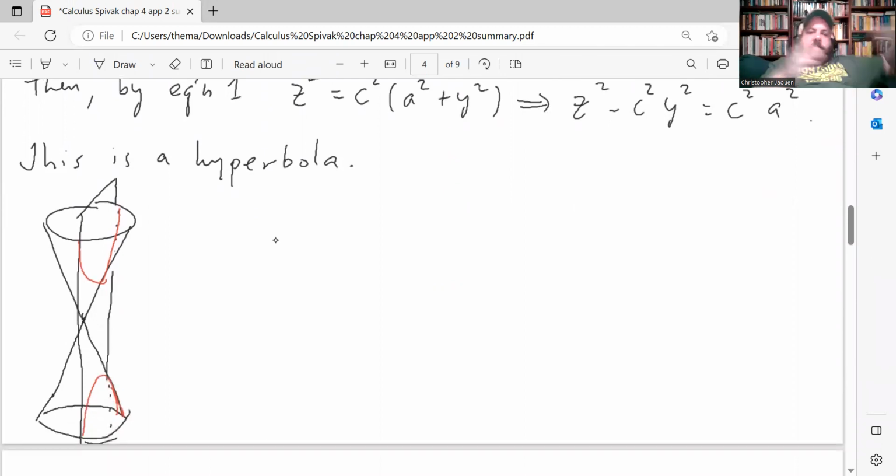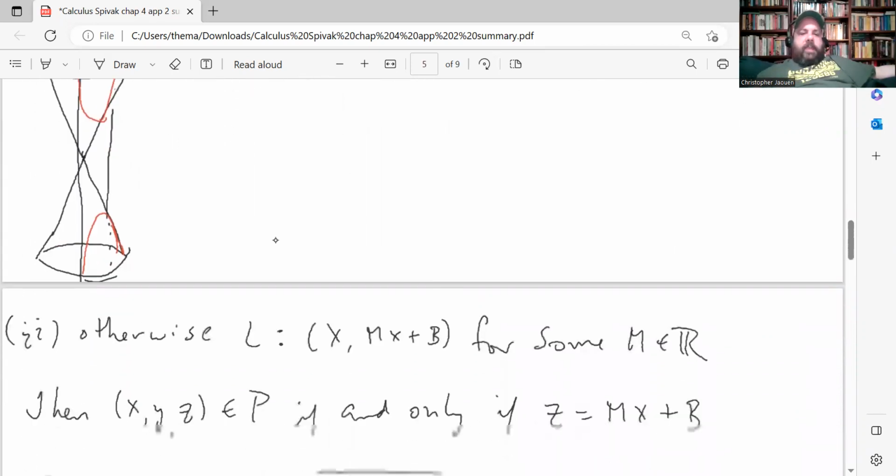So if the plane is vertical, it slices the cone like I have in the picture here, and the curve that is traced out in the intersecting plane is a hyperbola. You get two branches, right? So that's what you get in that case.